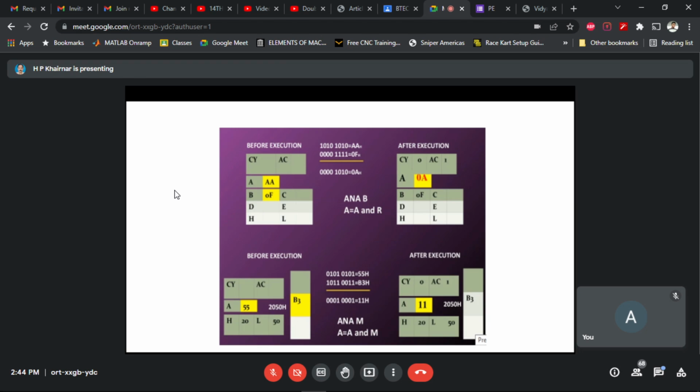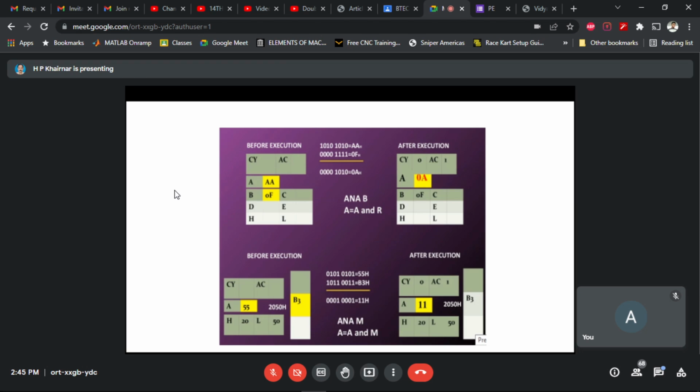So you can see this AND operation now. Before execution, suppose the accumulator contains AA, double A. AA is a hexadecimal number. B contains 0F.